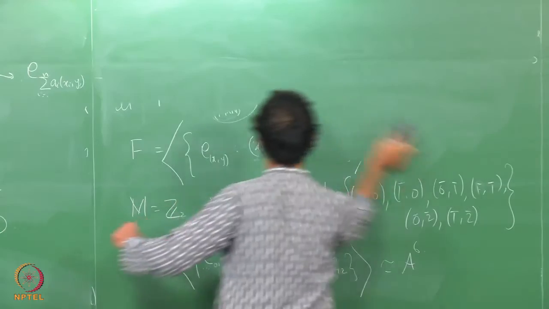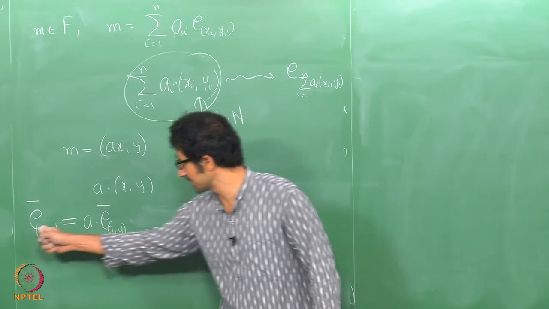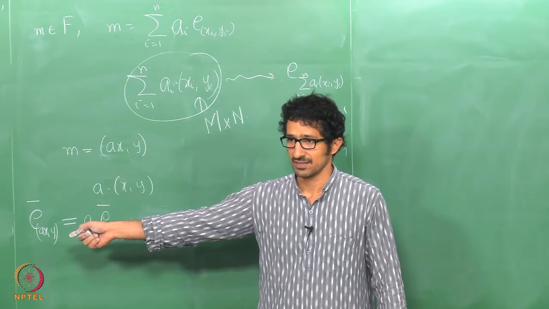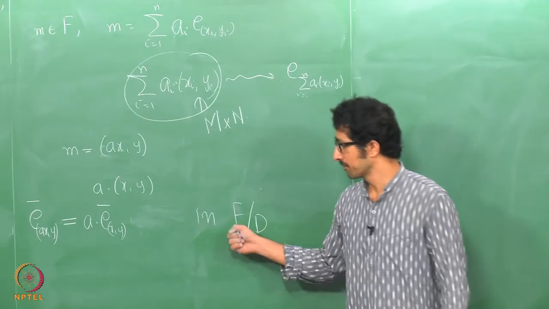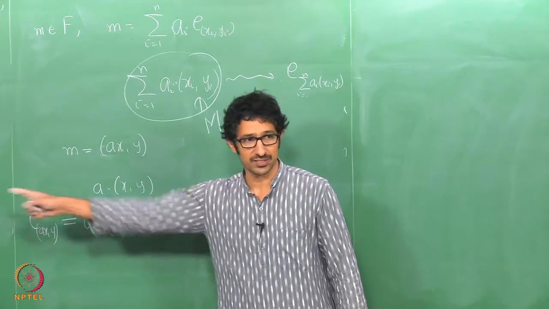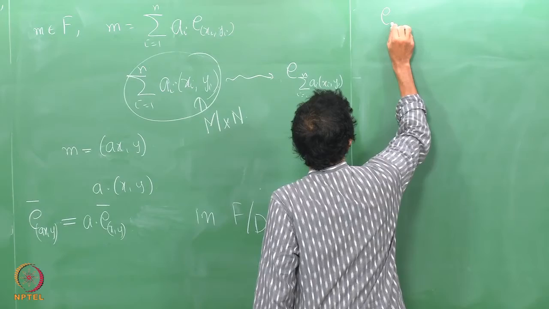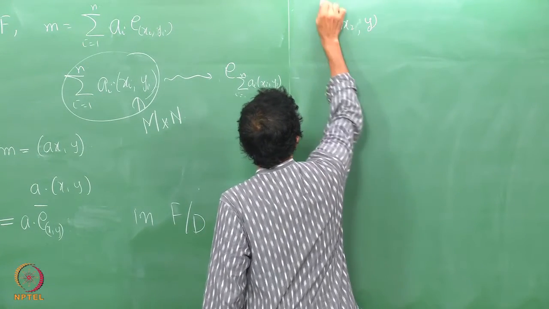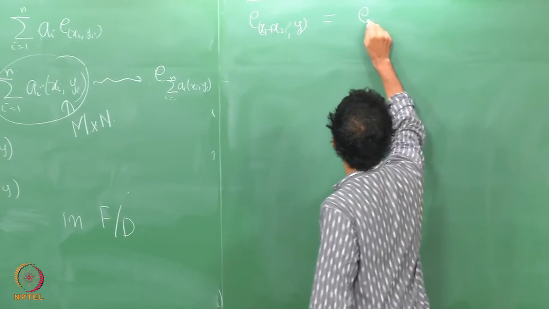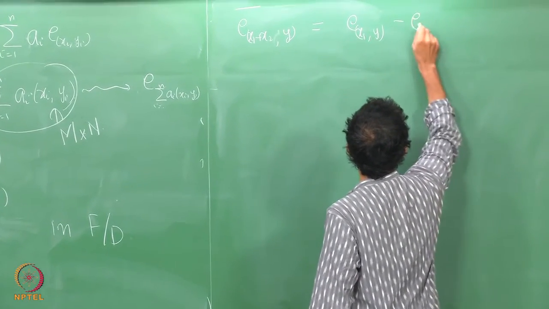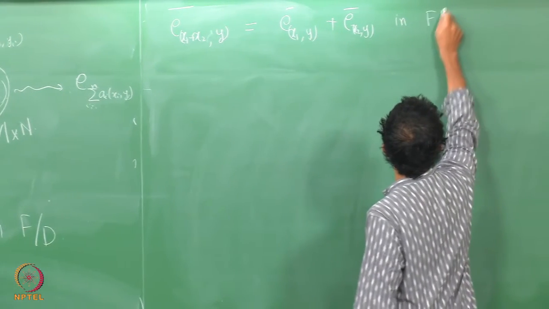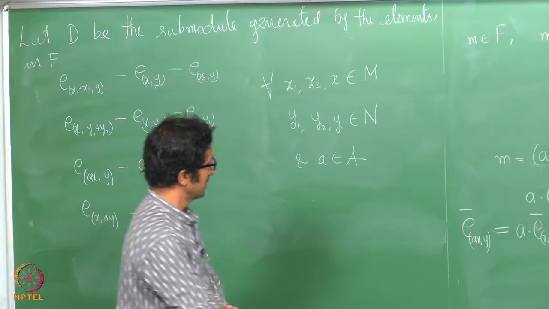Similarly, if I take E in F, these two are not the same because this is a basis element, and this is a basis element. You cannot have one as a scalar multiple of the other. But modulo D, these two are the same. That is how we have constructed it. Similarly, what can you say about E(x1 plus x2, y)? This is the same as E(x1, y) plus E(x2, y) in F mod D.